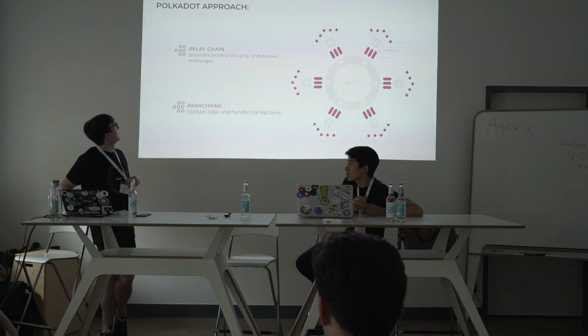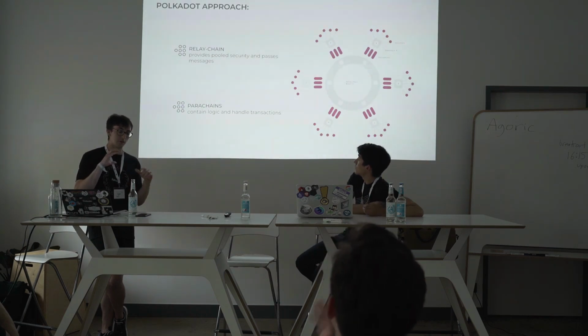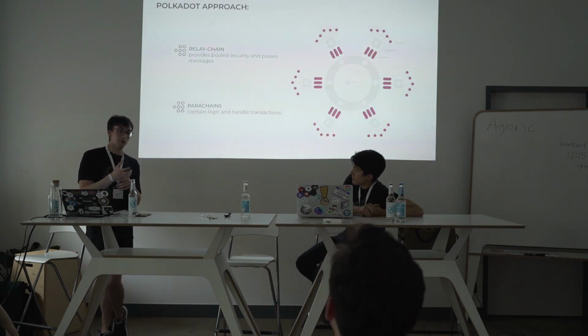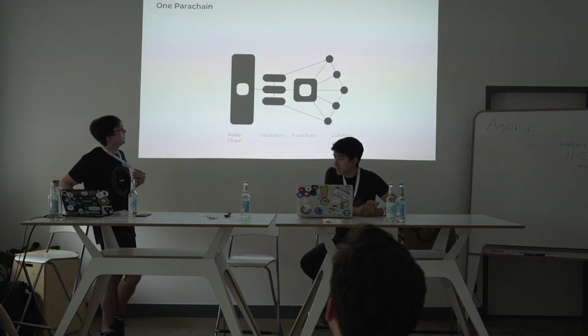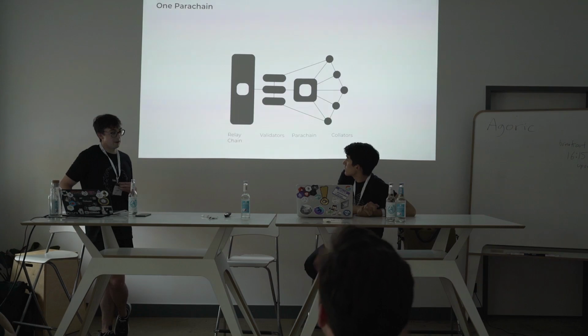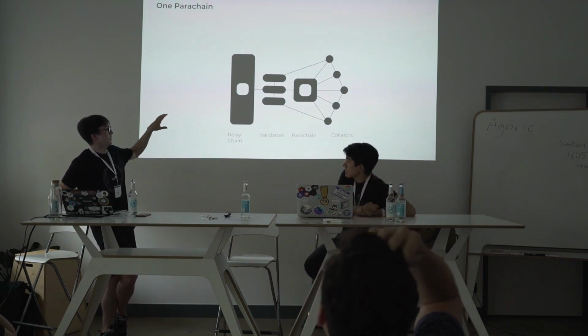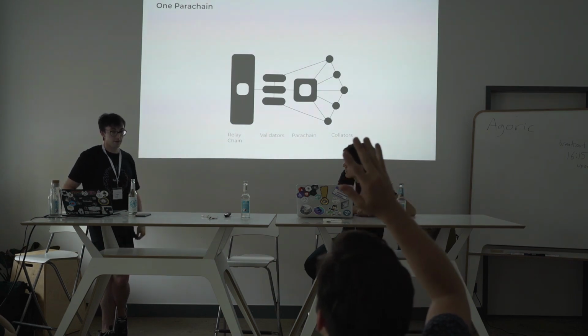To turn a Substrate chain into a parachain would require a library called Cumulus, and it's a super minimal library that you can basically just wrap your Substrate runtime and node with, and it would be compatible with Polkadot. So, just a visualization of how a parachain looks. The parachain has collators, which are full nodes, and validators, which are validating the correct state transitions.